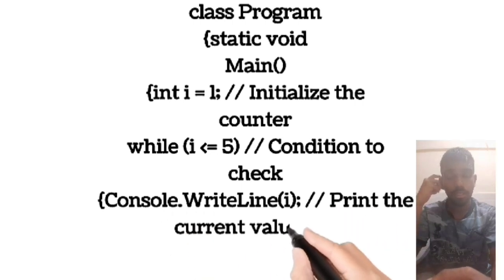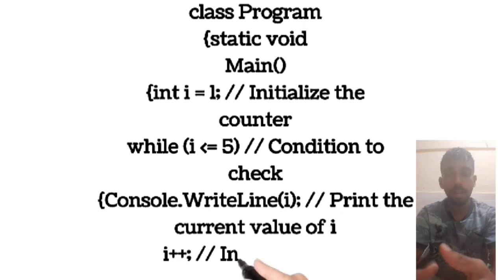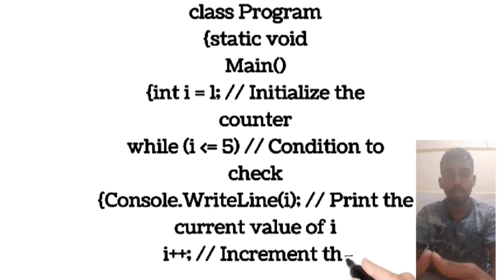When the value exceeds 5 and the condition becomes false, the loop terminates. So we have to make sure that the condition eventually becomes false, otherwise it will be an infinite loop.